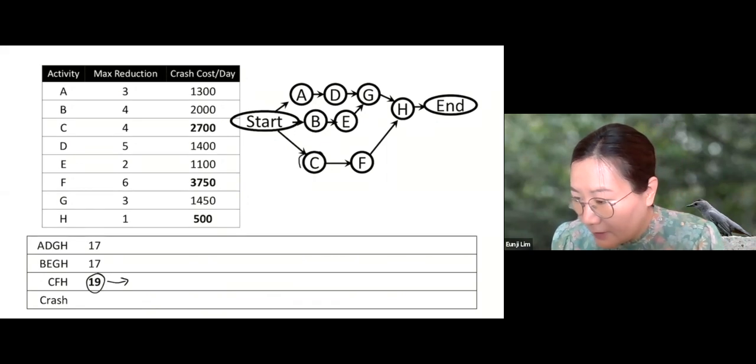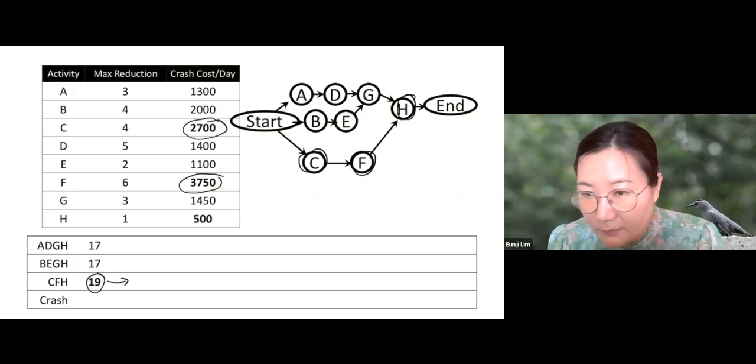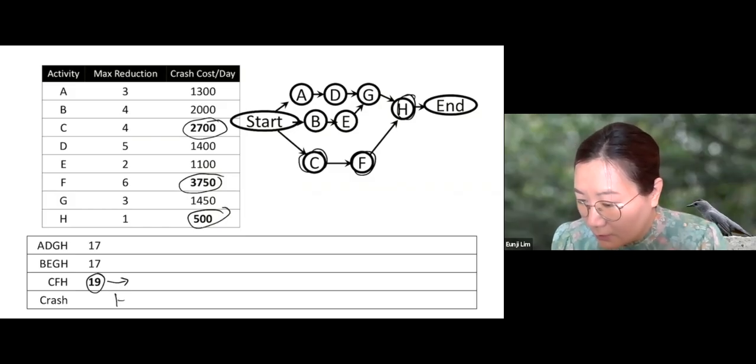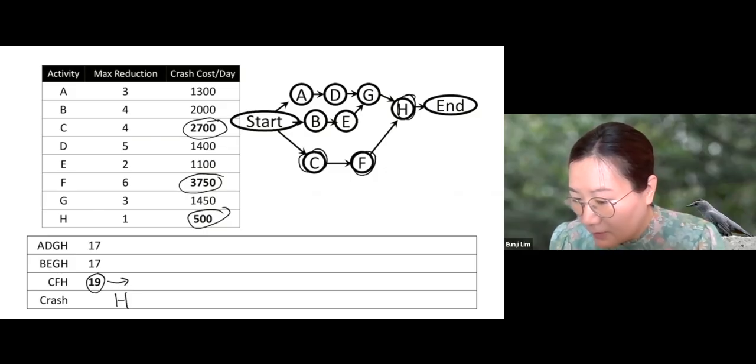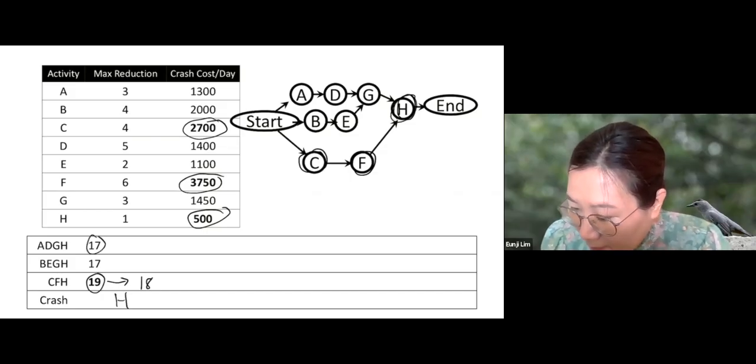Now we have 3 activities, C, F, H. Which one would you crash? C costs 2,700, F 3,750, H 500. So we choose the least expensive one, crash H. Then the length of CFH becomes 18. Now remember, what happens to the length of the first one?